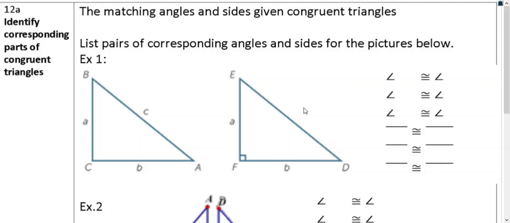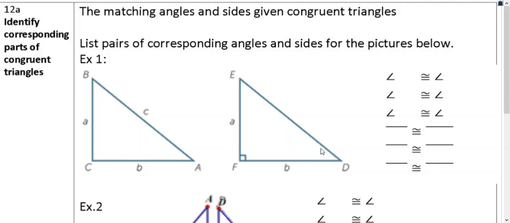We're looking at topic 12, congruent triangles. We're going to start with 12a. We're identifying corresponding parts of congruent triangles. So triangles are congruent if all the sides and all the angles match up.